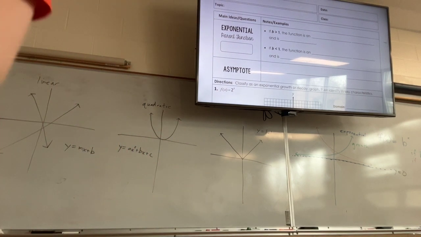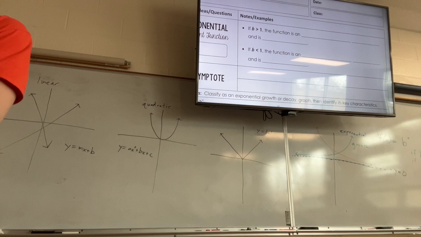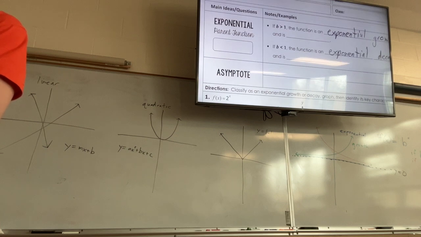Okay. So b is greater than 1, the function is an exponential growth. I don't know what they want me to write for that next one, so we're just going to do it my way. B is less than 1, the function is an exponential decay. Parent function is f of x equals b to the x. The asymptote is y equals 0 for the parent functions, okay?